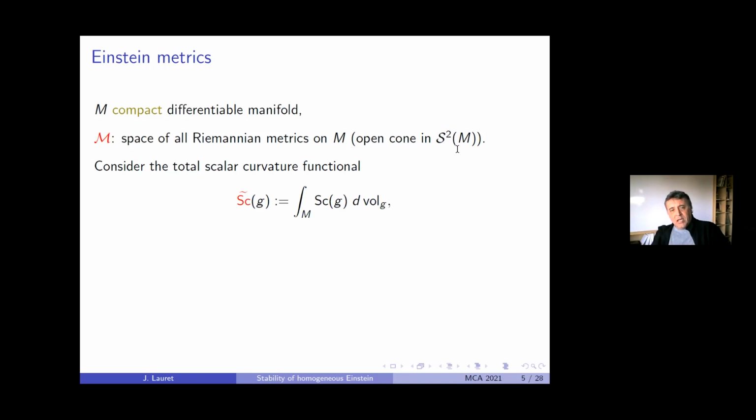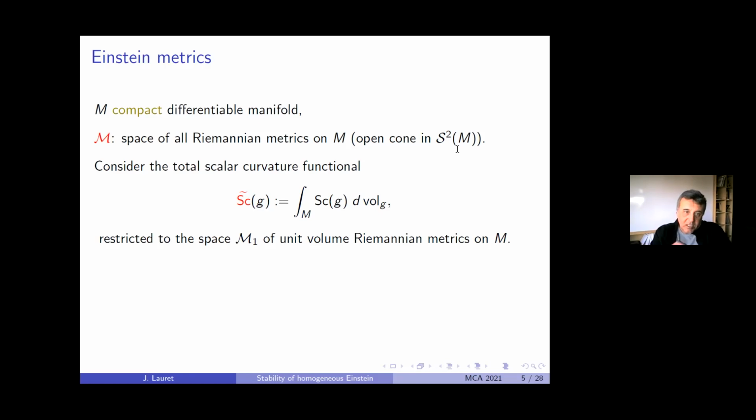So, in the search for distinguished metrics, Hilbert, more than 100 years ago, considered this functional on the space M of all Riemannian metrics. It's called the scalar curvature functional because it assigns to each metric the integral of the scalar curvature function. So to each metric you assign a number. Okay, it's a function on the space M of all metrics.